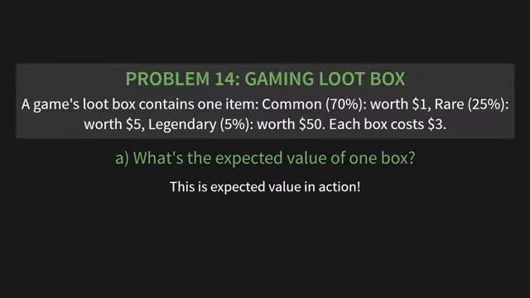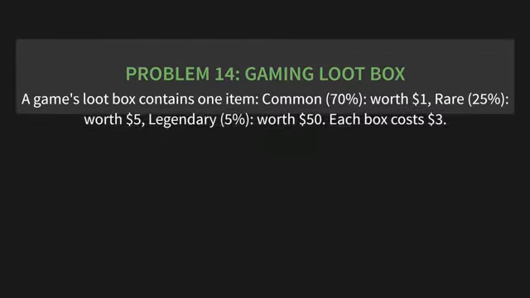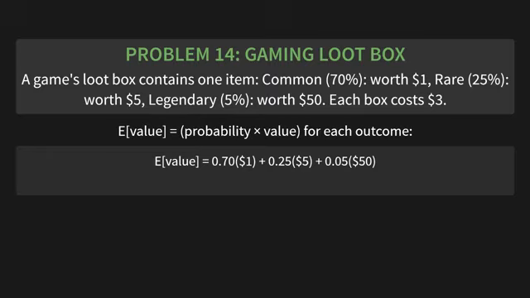Time to calculate expected value. This tells us what we'd win on average if we opened thousands of boxes. Check out this loot box animation. We need to weight each prize by how often it appears. Commons show up 70% of the time but are only worth $1. That contributes 70 cents to our average. Rares appear 25% of the time at $5 each. That adds $1.25. And those legendaries? 5% of the time at $50 adds $2.50.